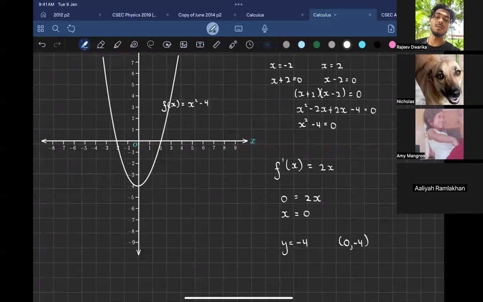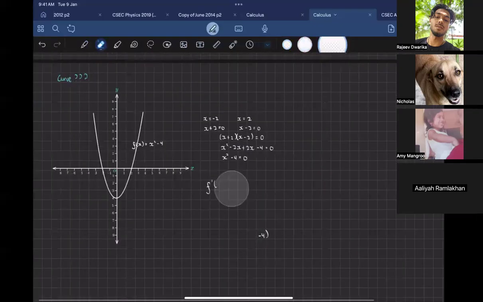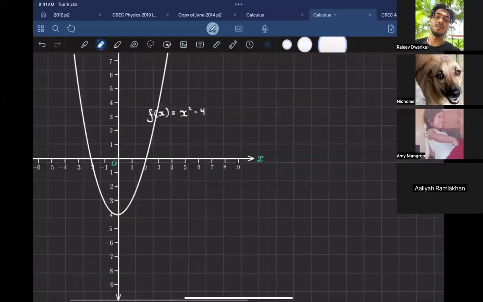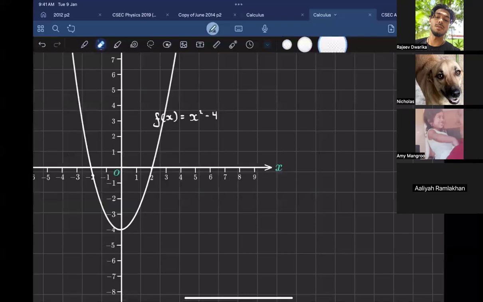Previously, we saw how the first derivative gives us a gradient. Now we can use it in questions like this, where you're trying to find the turning point, because we know the gradient at the turning point is 0. So you can make an equation and find the points. But let me stick to a simple example first.